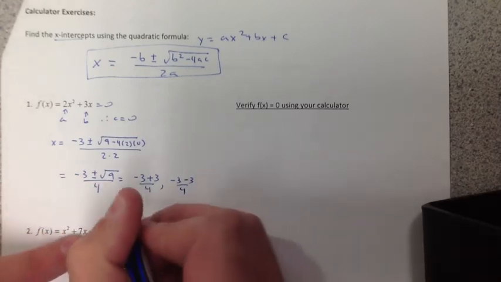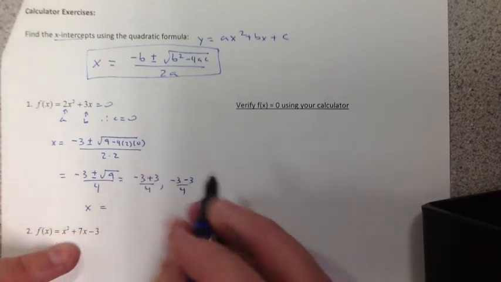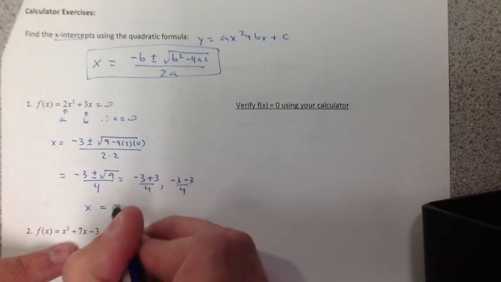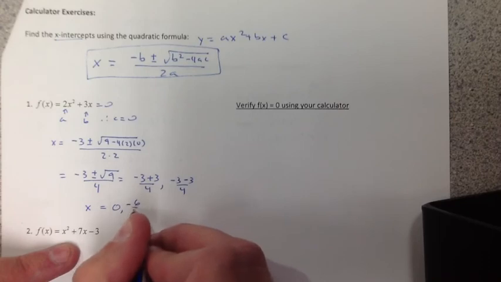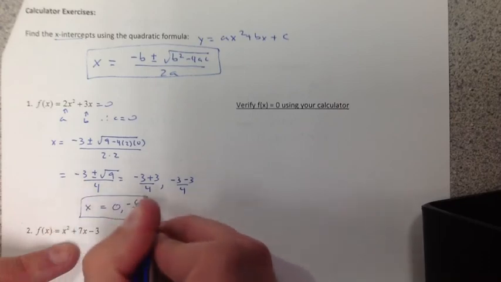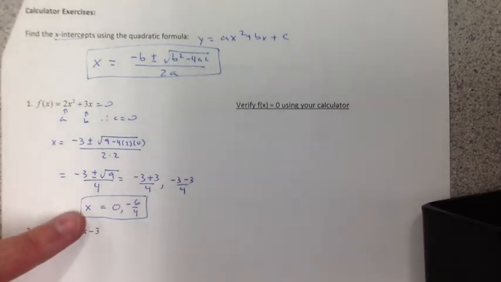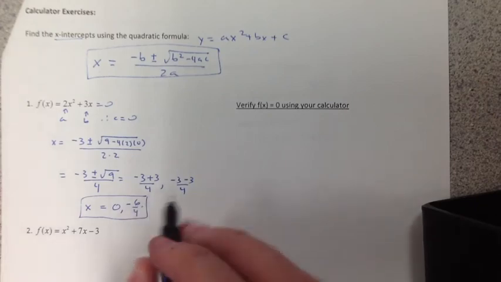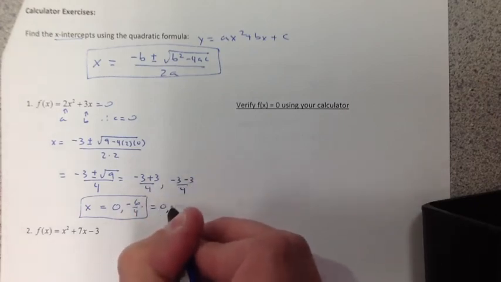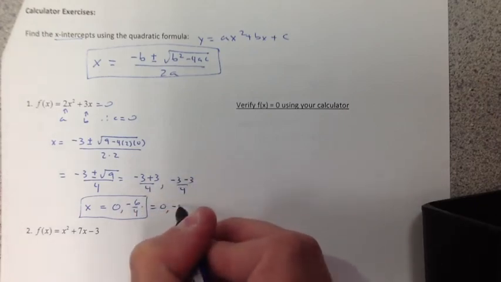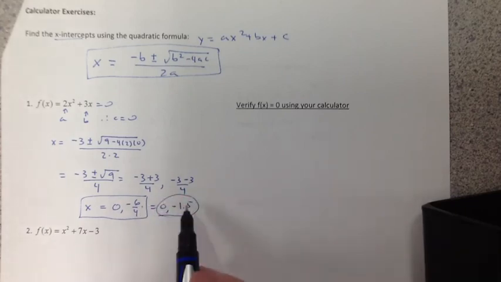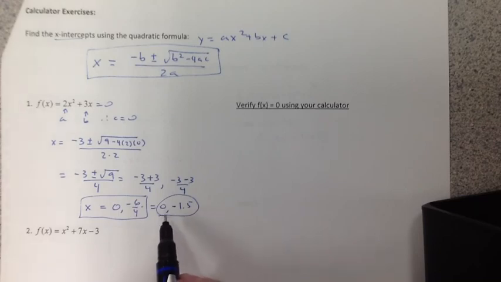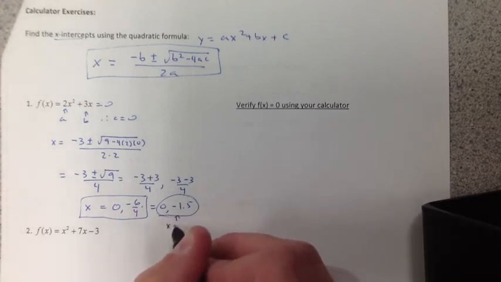The first one's pretty easy. Negative 3 plus 3 is 0, over 4. That's 0. Negative 3 minus 3 becomes negative 6 over 4, which is negative 3 halves if you want to reduce it. Now, if you want to verify this on your calculator, remember this is just 0, negative 3 halves, or negative 1.5 if you want to write it as a decimal. Now, these are my x-intercepts.